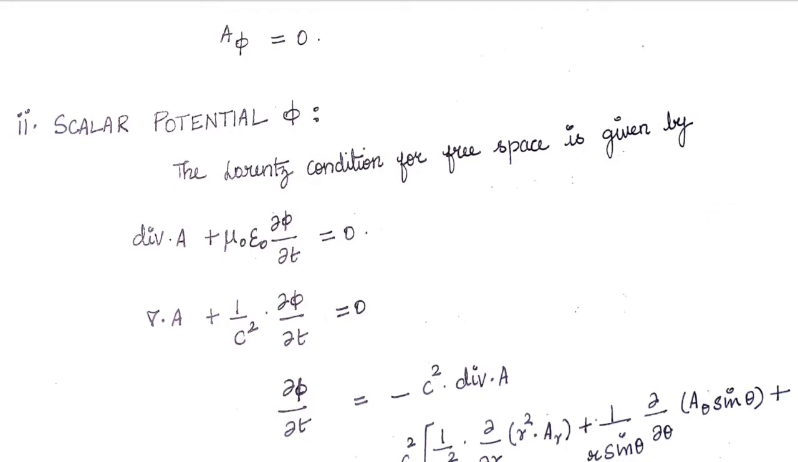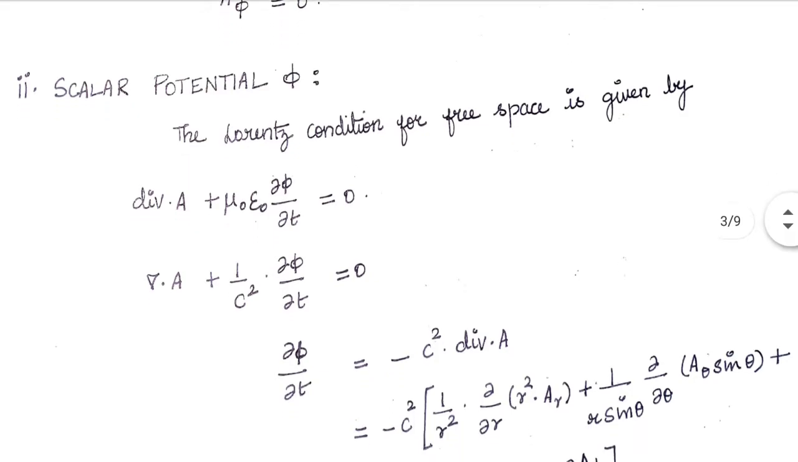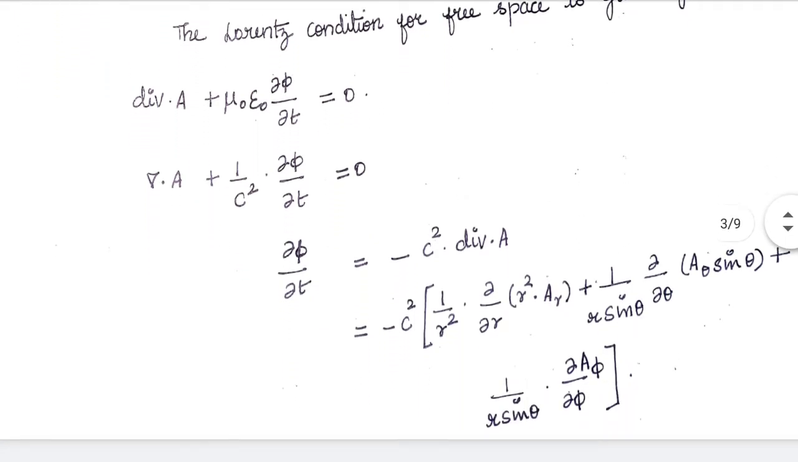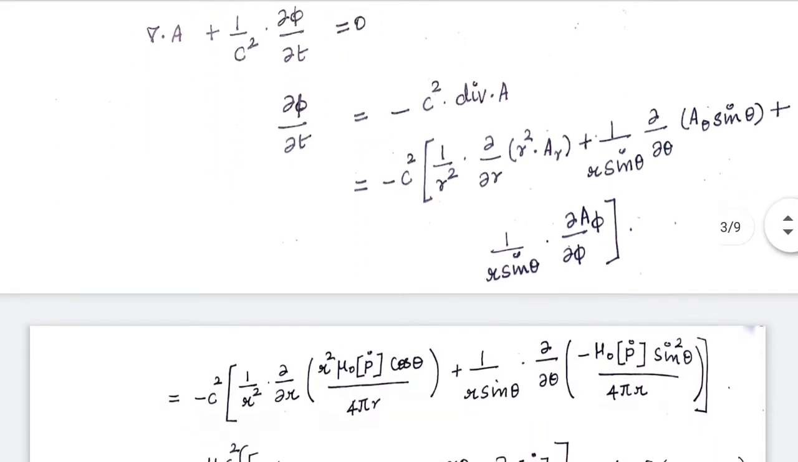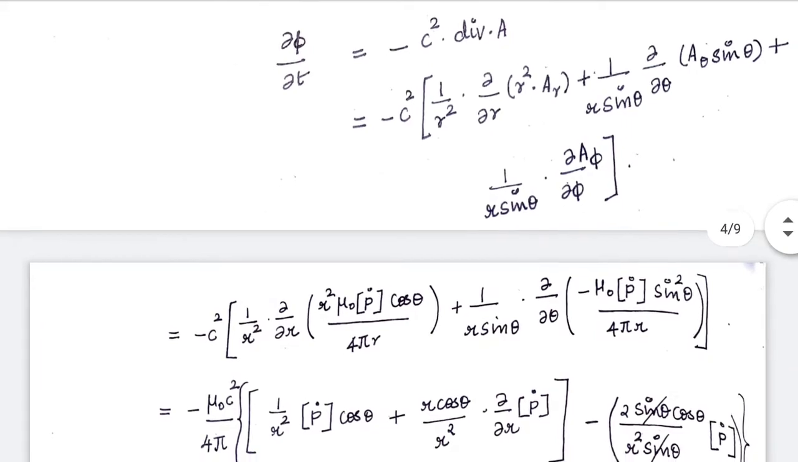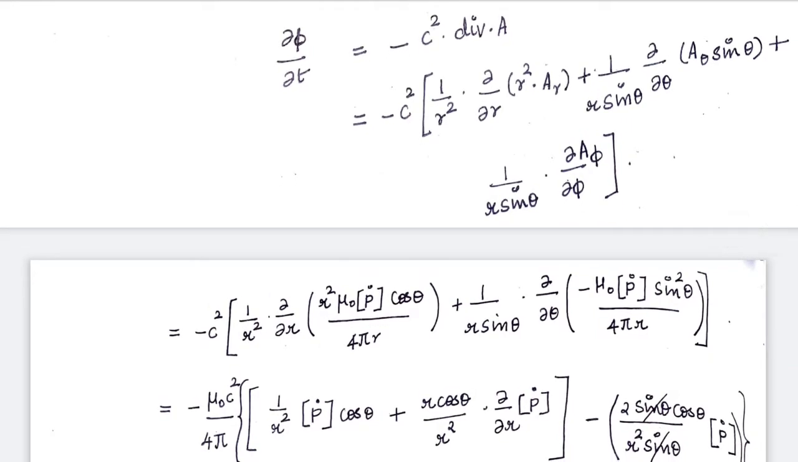Next, let us find the scalar potential phi. For free space, we know the Lorentz condition is given by div A plus mu naught epsilon naught dou phi by dou t equal to 0. Writing mu naught epsilon naught as 1 by c square and rearranging, we get dou phi by dou t is equal to minus c square div A. Then let us write the divergence of A in spherical polar coordinates.